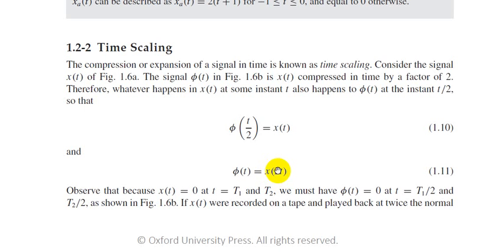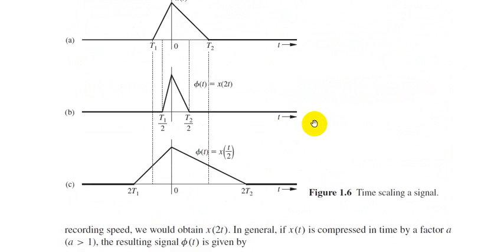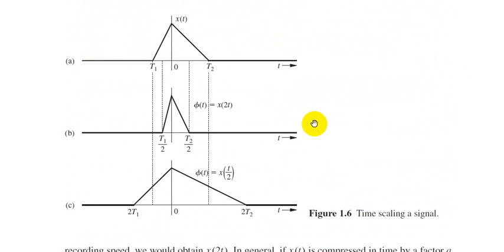If the value of alpha is greater than 1, this scaling operation indicates the compression of x of t. That means we are actually squeezing x of t in time axis. If this value alpha is less than 1, that operation indicates the time expansion of the signal. Okay, so let's visually understand this scaling operation.